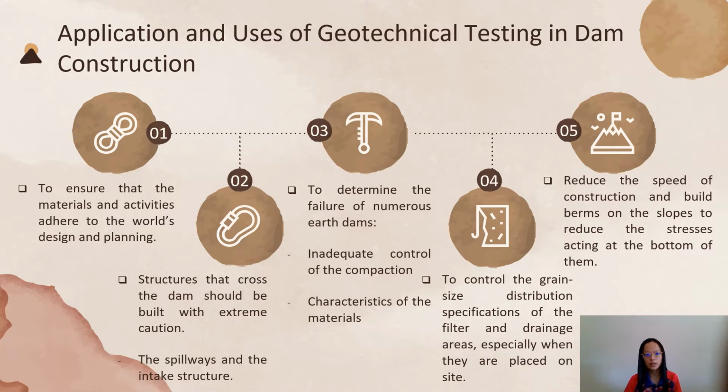For the application and uses of geotechnical testing in dam construction, first is to ensure that the material and activity adhere to the works design and planning. Second, the structure across the dam should be built with extreme caution. Third, to determine the value of numerous earth dam properties. Fourth, to control the grain size distribution, specification of the filter and drainage areas, especially when they are placed on site. And the last one is to reduce the speed of construction and build berms on the slope to reduce the stresses acting at the bottom of them.